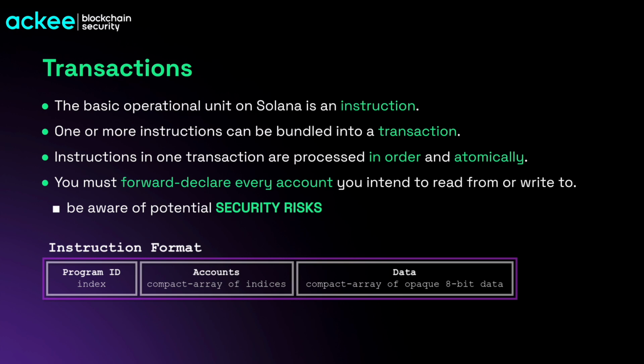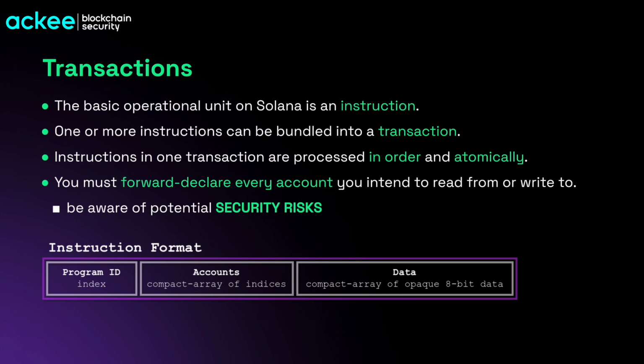Another important part of our previous lectures was transactions. The basic operational unit on Solana is the instruction. One or more instructions can be bundled into a transaction, and these instructions in one transaction are then processed in order and atomically. This is something similar to databases. So essentially we can form different instructions into one transaction, and if all of these instructions are executed successfully, then the transaction is complete. If one of these instructions fails, that means that the transaction is reverted.